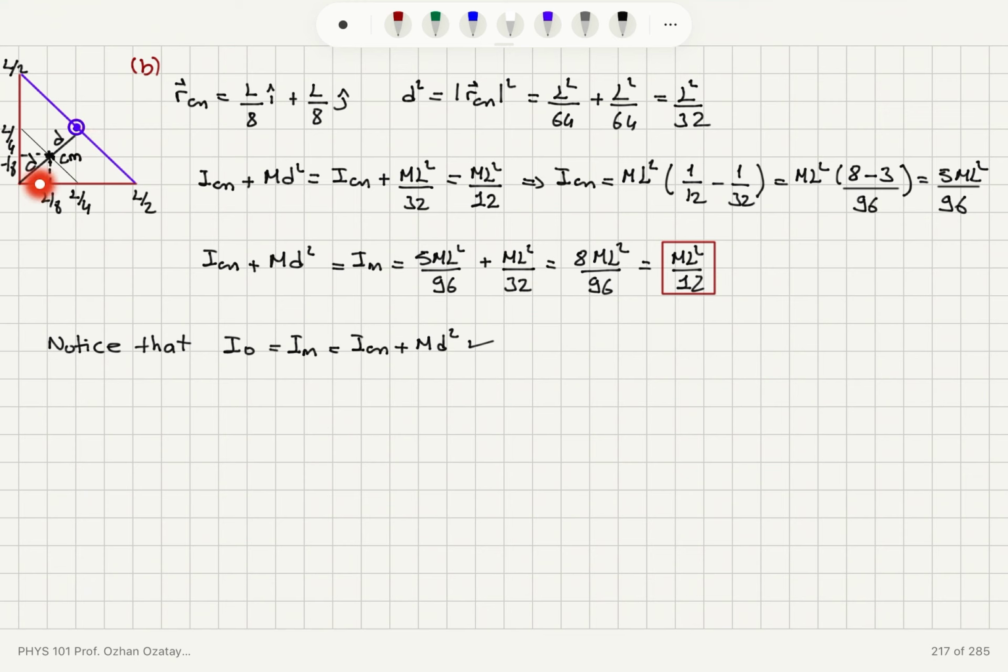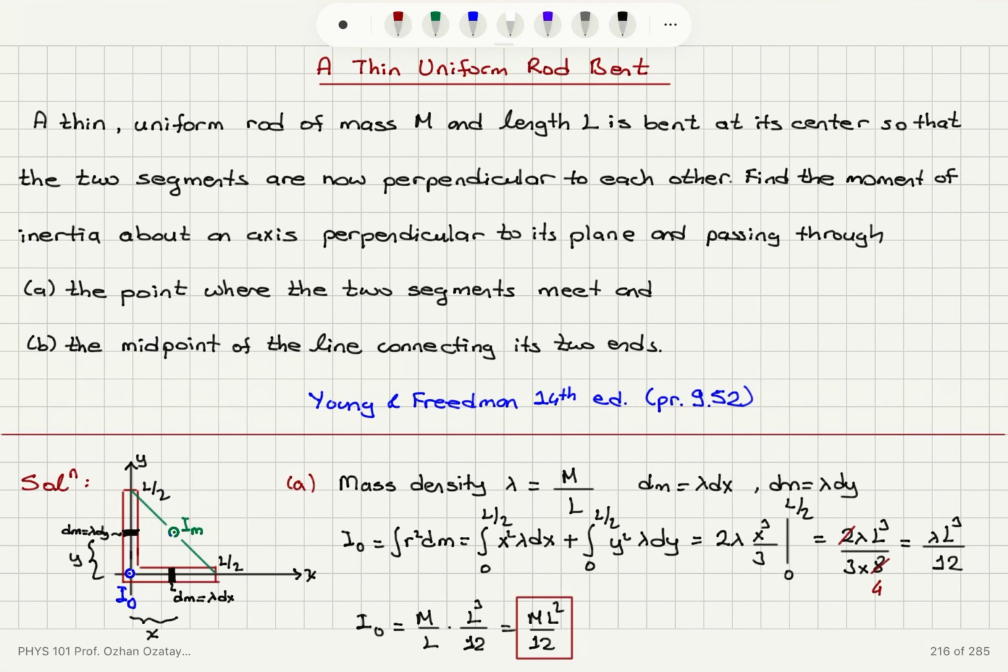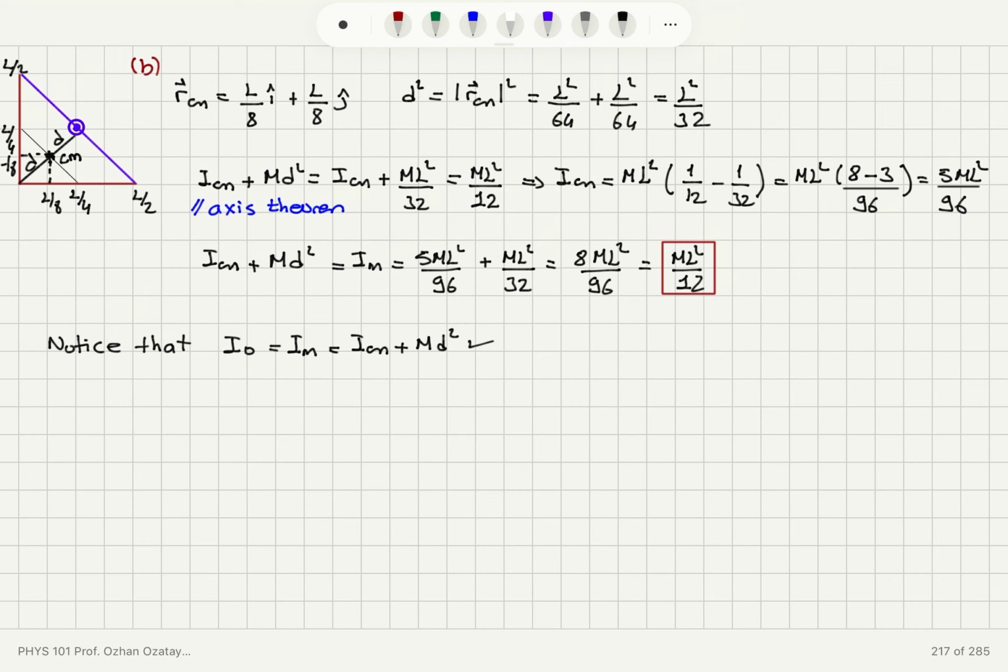So the answer for part A that we have obtained can also be found using the parallel axis theorem. So this is my parallel axis theorem. Because I have the same distance, IO is I center of mass plus MD square. IM is also I center of mass plus MD square. And indeed, I have verified that I obtained the same answer, ML squared over 12.